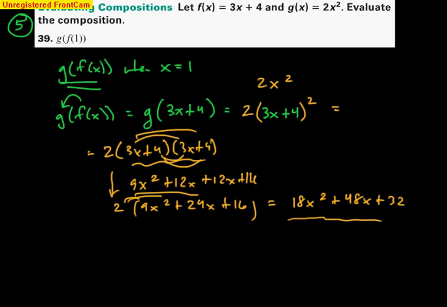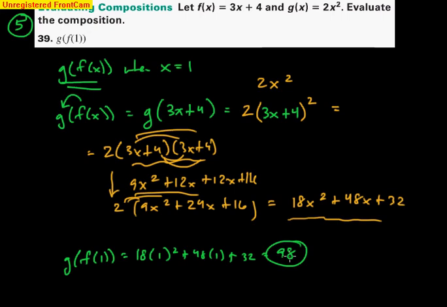But now, evaluate it when x is 1. So g of f of 1 is just taking the value of 1 and plugging in for our x. 18 times 1 squared plus 48 times 1 plus 32. And the 1's just kind of go away. They don't really matter because anything times 1 is itself. So it's 18 plus 48 plus 32. That is 98. And there is g of f of 1. Okay? All right, hopefully the colors made a little bit of a difference for this problem.